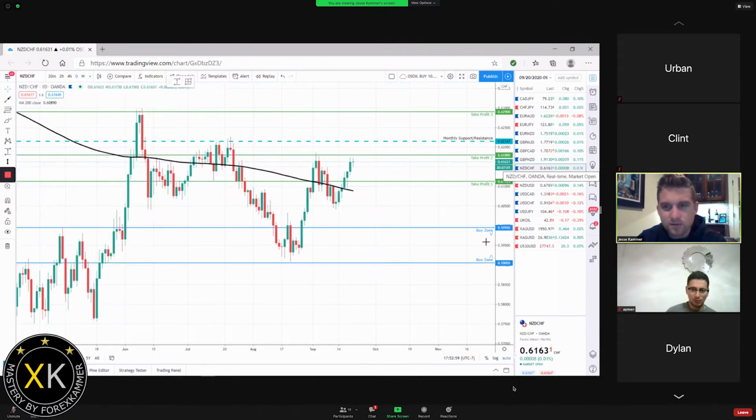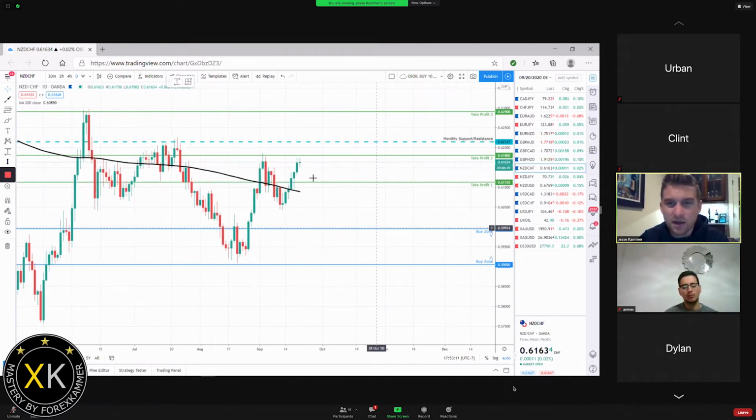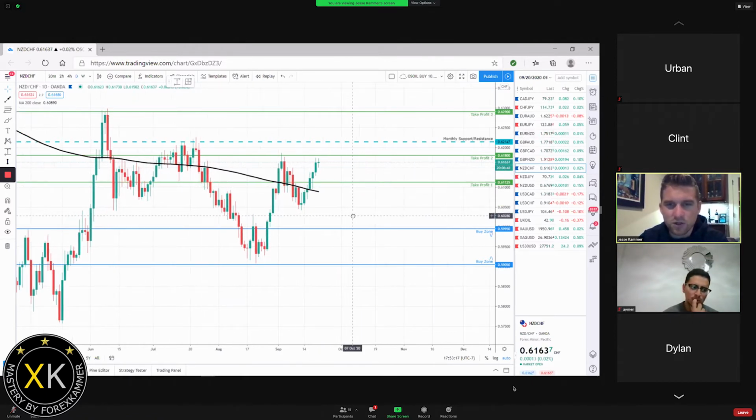NZD Swiss, I have a buy zone down here. Not going to cover this trade on the call. It has a long ways to go for my buy zone. I'm thinking that we're going to see a double top here, and then this is going to push down. Probably something that we're not going to be entering in. If it continues to push up, we missed that opportunity, no big deal. But like I said, not going to force a trade. I want it to be in this buy zone before I'm actually picking up NZD Swiss.